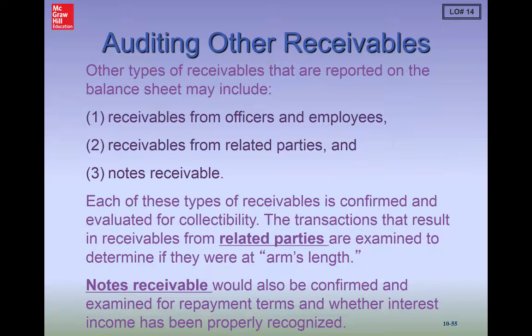There are also other receivables, right? You may have receivables from officers and employees, like employee advances. And then you may have related parties. Those are very scary for us as auditors because related parties assume that there is no arm's length transaction. Because of that, that heightens our risk. So we need to make sure as auditors that we are performing enough procedures and tests on related parties. And the notes receivable can usually be confirmed with the bank. That would also be part of the standard confirmation process.